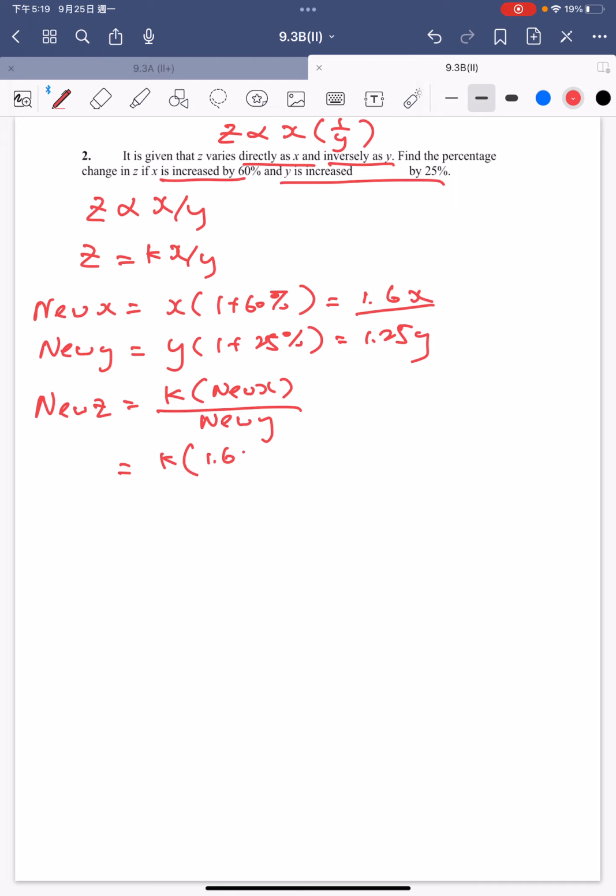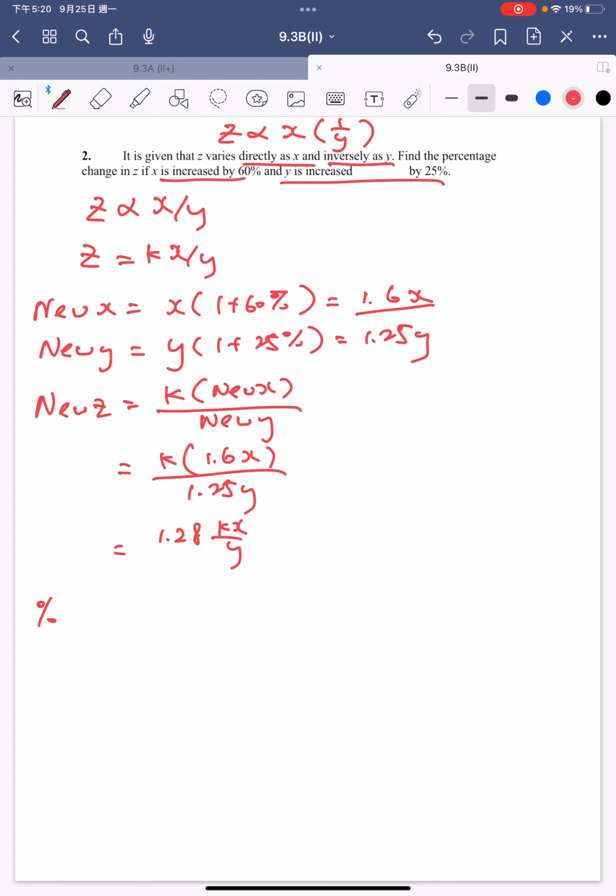Then we have k times 1.6x divided by the new y value, which is 1.25y. Then using the calculator to calculate 1.6 divided by 1.25, you get the value of 1.28. So we have 1.28 kx over y.